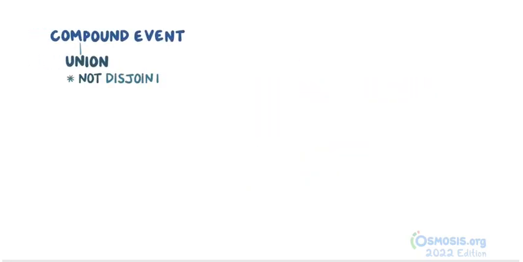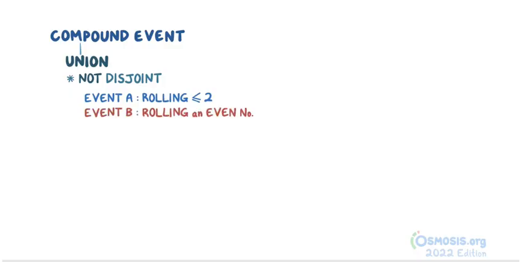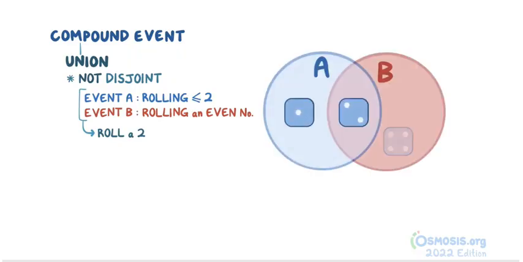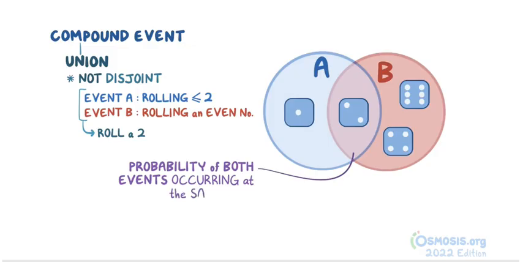If 2 events are not disjoint, then the 2 events can happen at the same time. For example, if event A is rolling a number less than or equal to 2, so rolling a 1 or a 2, and event B is rolling an even number, then A and B are not disjoint events, because it's possible to roll a 2, which is an even number that's less than or equal to 2. Not disjoint events are often represented by 2 overlapping circles, and the overlapping area is the probability of both events happening at the same time. In this example, the overlapping area is the probability of rolling a 2.